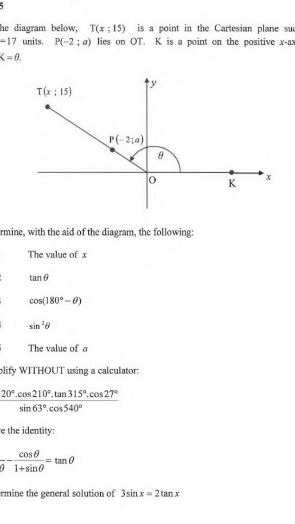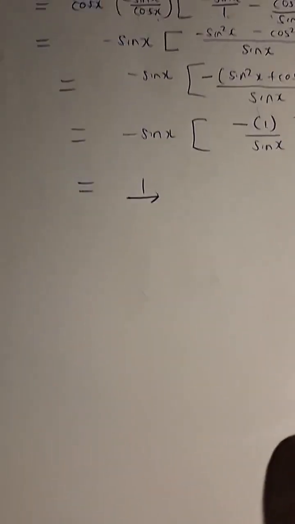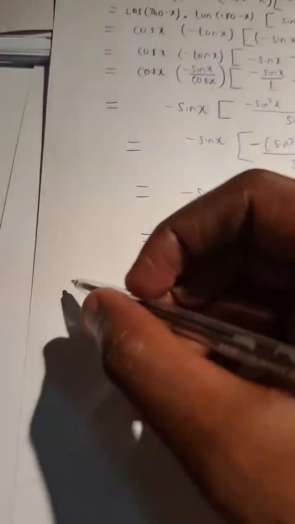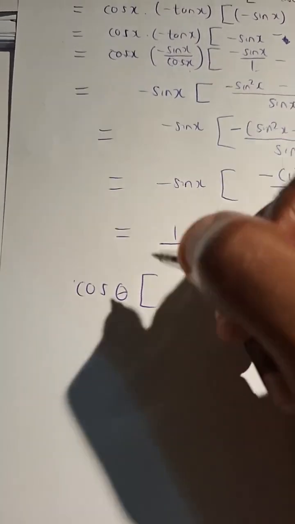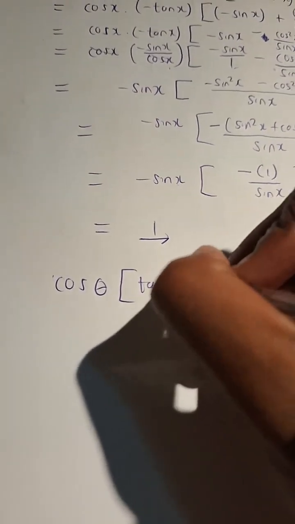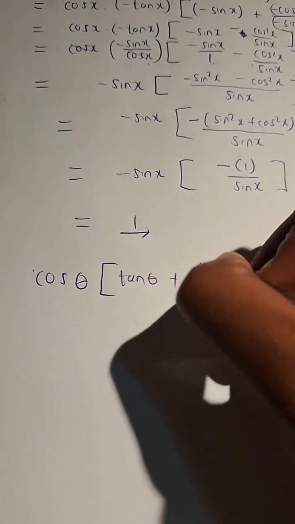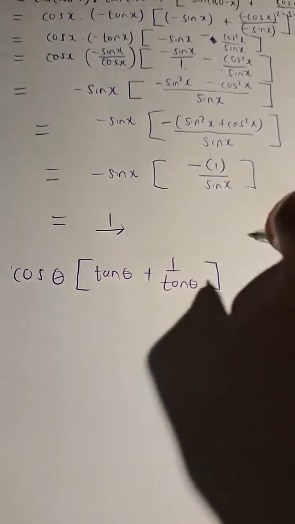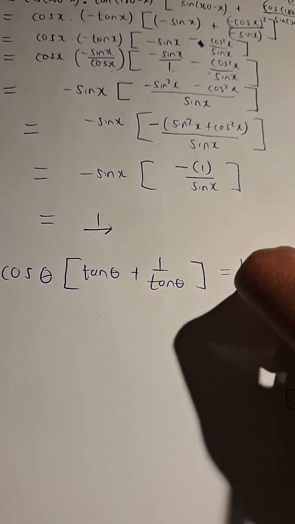If there aren't any further questions, then I want to look at an identity here. You have cos theta into tan theta plus 1 over tan theta is equal to 1 over sine theta.